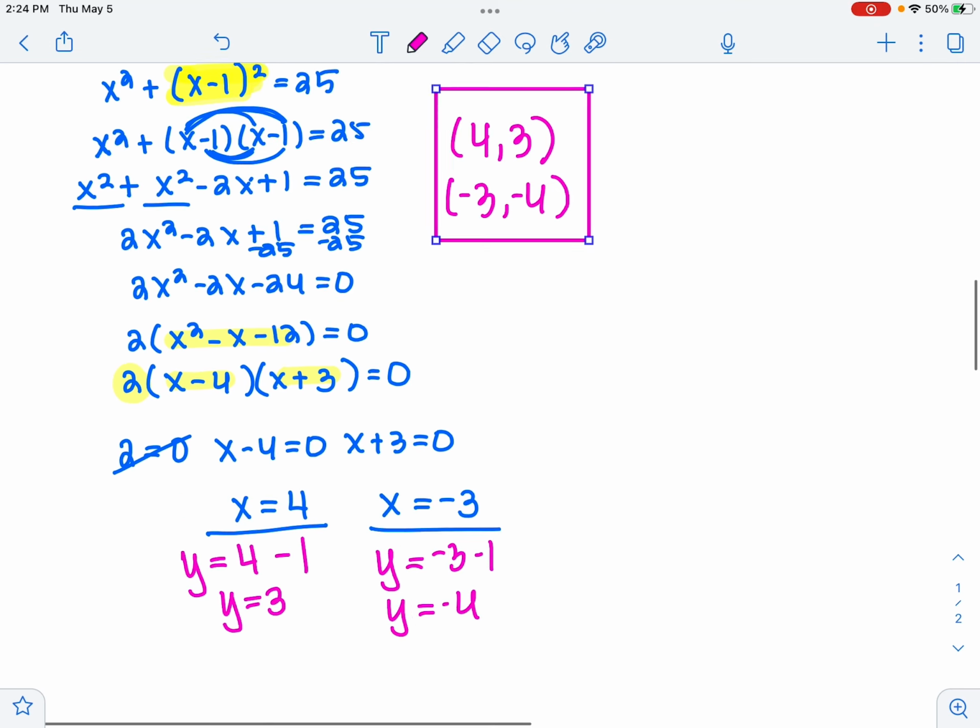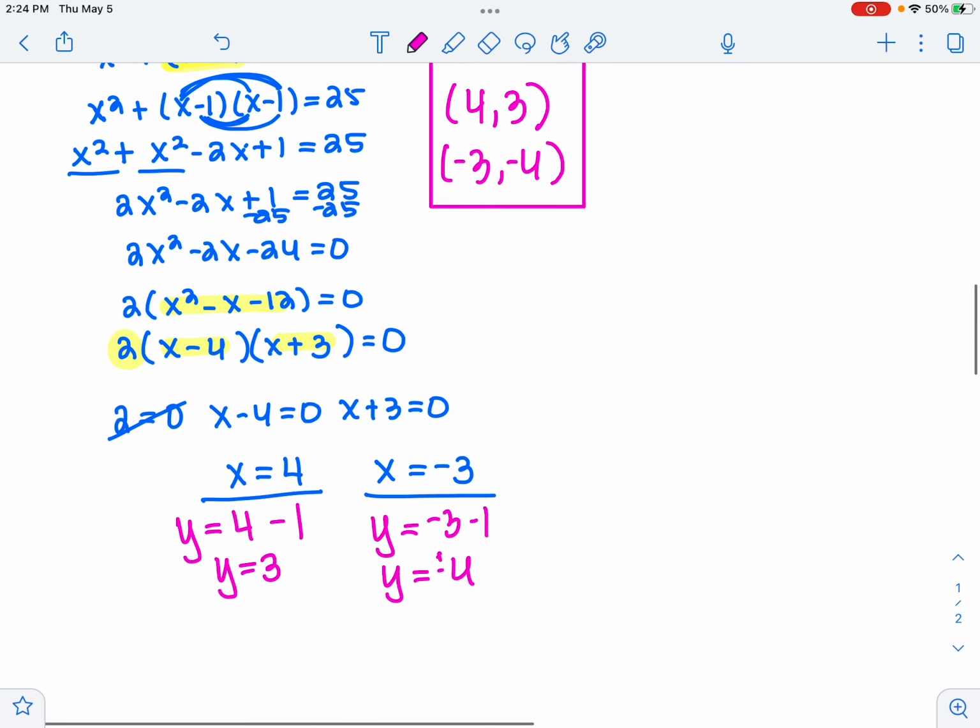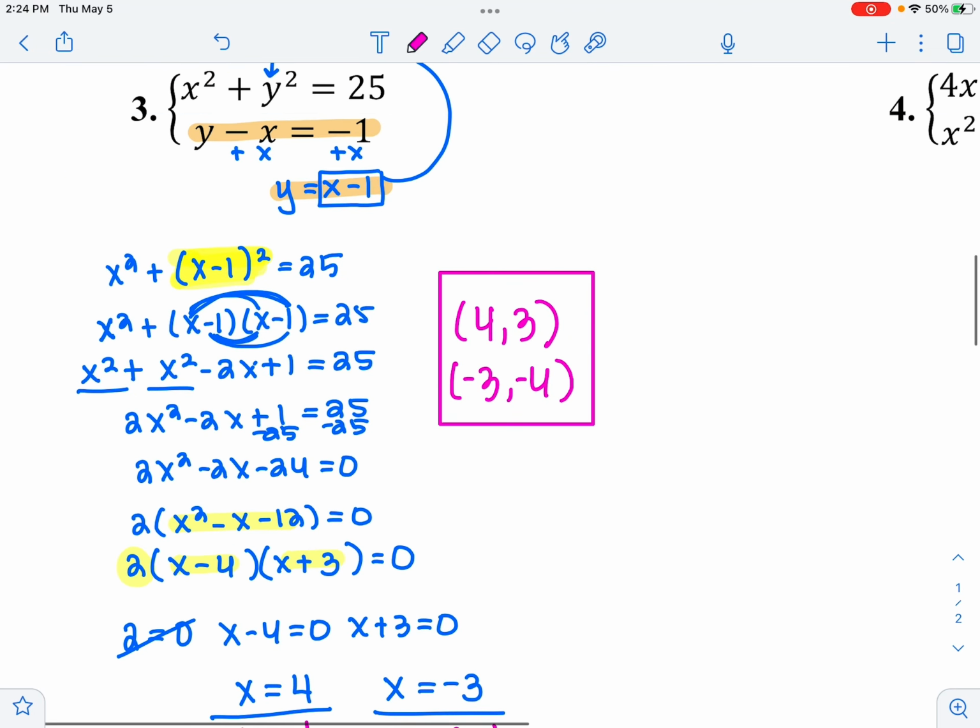If you would have used the circle, you would have gotten plus or minus right here, and you would have gotten plus or minus right here, but (4, -3) does not work in the line. If you plug in 4 for x, you do not get -3 for y. That's why we use the linear equation to check our solutions.